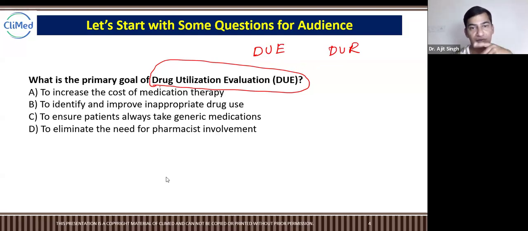Different. Okay. How? You have to tell me how also. Whoever is telling different, you have to give me the answer why DUE and DUR are different. Same or different? Please, guys, fast. Different. Tell me why these are two different terms, DUE and DUR, drug utilization evaluation and drug utilization review.